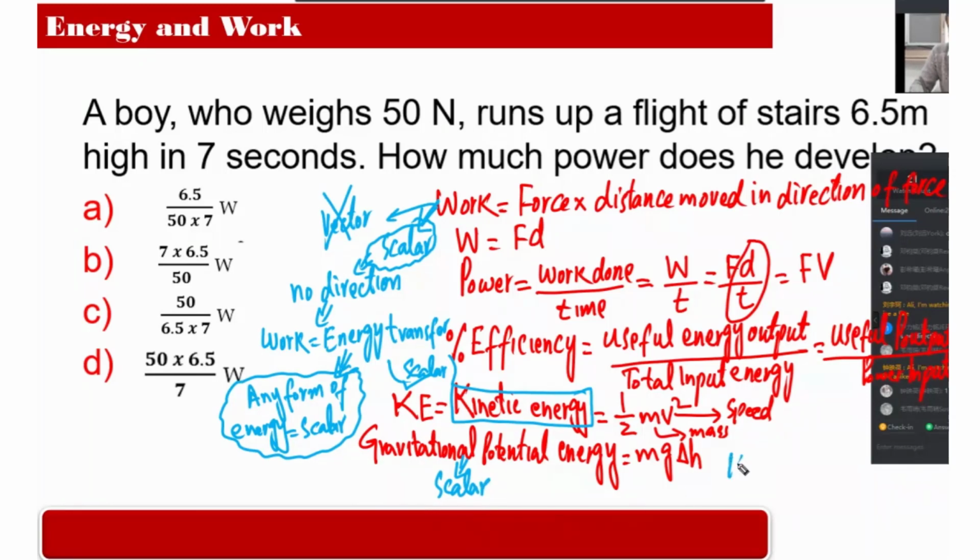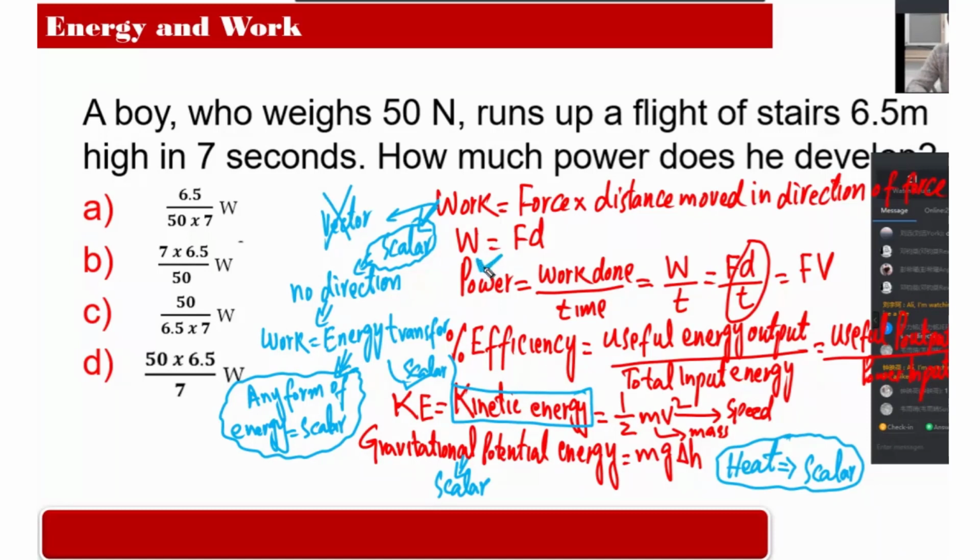Now next thing, let me ask you, how about heat? Heat, is it vector or scalar? It's a form of energy. It means this is scalar. Any form of energy is scalar. So this heat is also scalar. So you have to understand any form of energy is a scalar. Heat is also scalar.